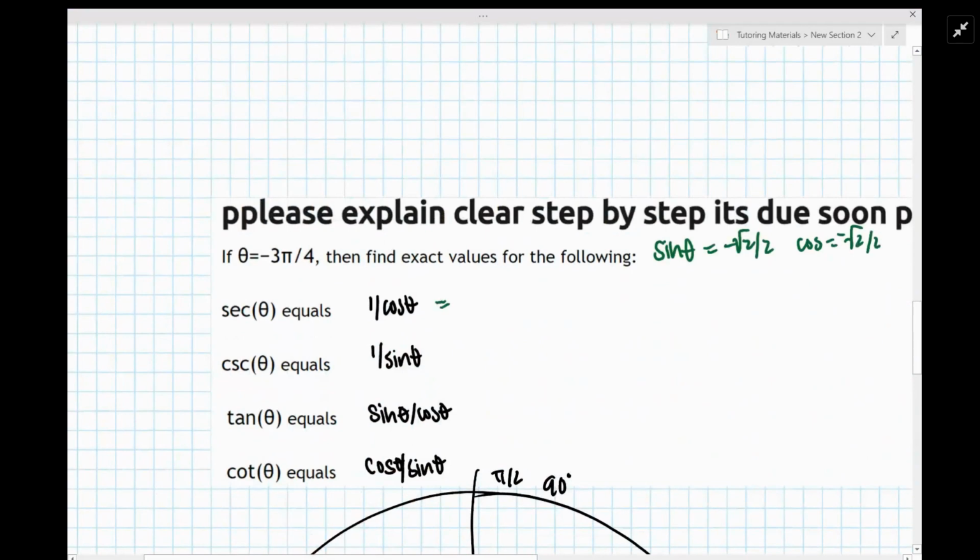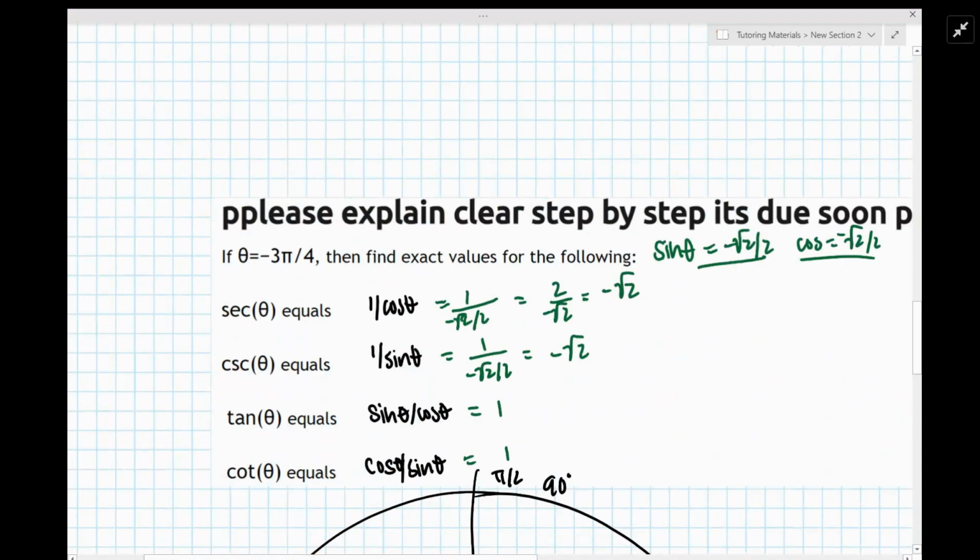So 1 over cosine theta, which is secant theta, is 1 over negative root 2 over 2. And that's going to be 2 over negative root 2, which when we simplify by rationalizing the denominator is just going to be negative root 2. Cosecant, or 1 over sine, would be the exact same thing. Tangent is sine over cosine. These guys are the same, which makes sense because it's our 45, 45, 90 triangle where the legs are the same. So this guy is just going to be 1, same here.